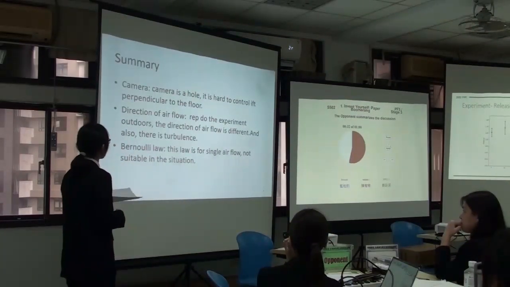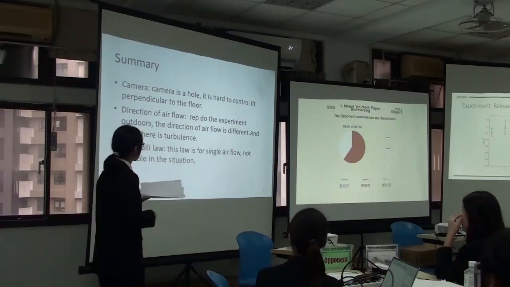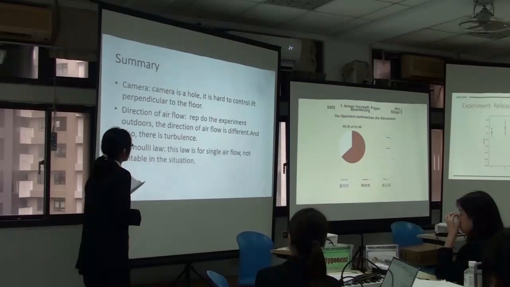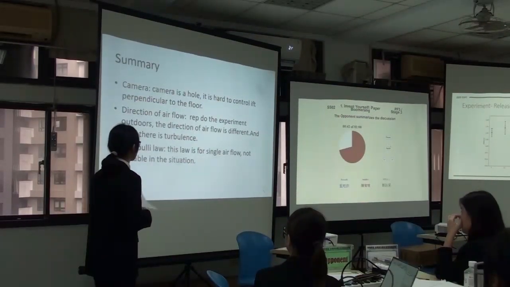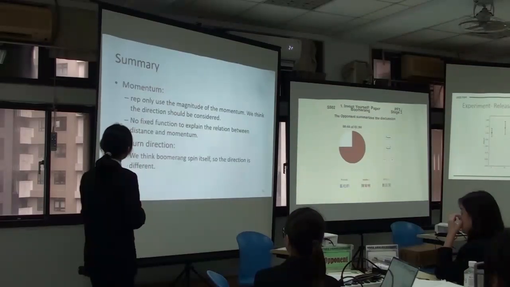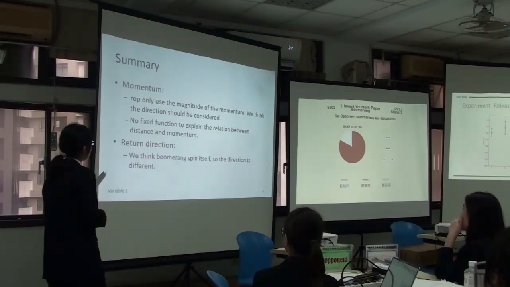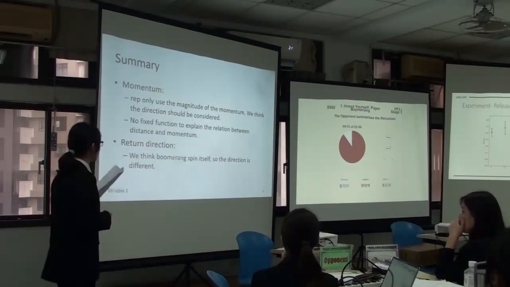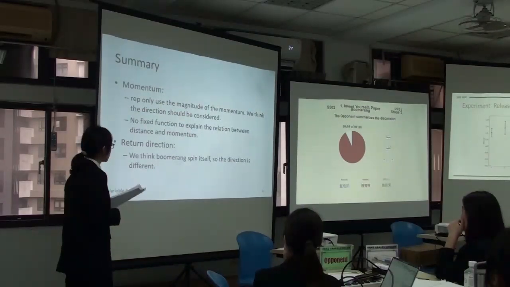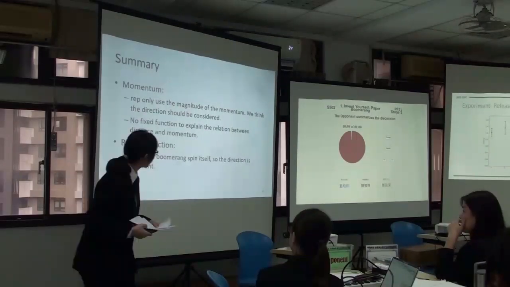And the next one is the direction of airflow. We're going to do the experiment outdoors, and the direction of airflow is different. And also there's turbulence. Bernoulli's law is only for a single airflow. And for momentum, the reporter just used the value and didn't have a fixed function and didn't consider the direction. And then the returning direction, because the boomerang spins itself, so the direction is always different. So that's all. Thank you.